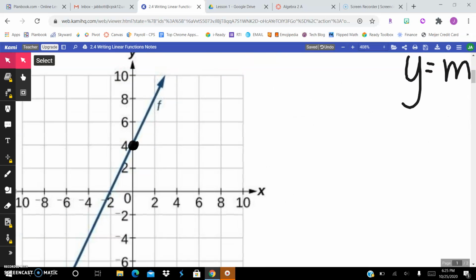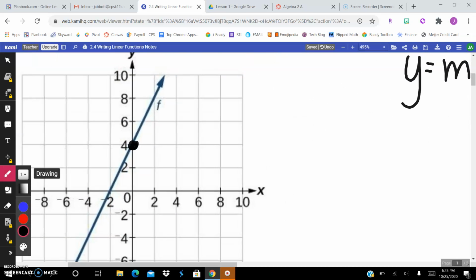Then I go back to the graph and find another point. So I'm not going to pick here because that's not crossing at an exact point and I would have to estimate, and we don't want to do that. We want to try for the most exact, precise point that we can. So I'm going to use this one here. To get from the 4 up to that next point that I just drew, I'm going to go up and then I have to go over. So I'm going up 2 and I'm going to the right 1.